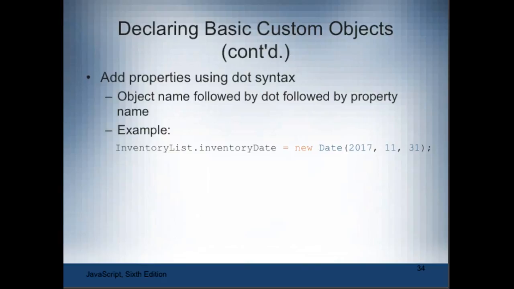So I misspoke. If inventoryList is already created, then you can create its inventory_date property using the code on the screen. But you would have to create an inventoryList object first by using the code var inventoryList equals, and then an opening and closing pair of empty curly braces.